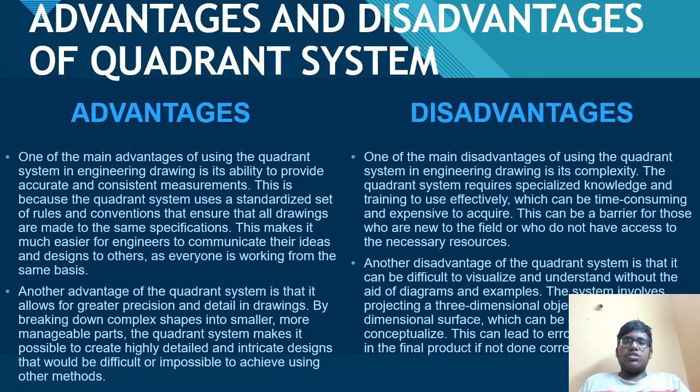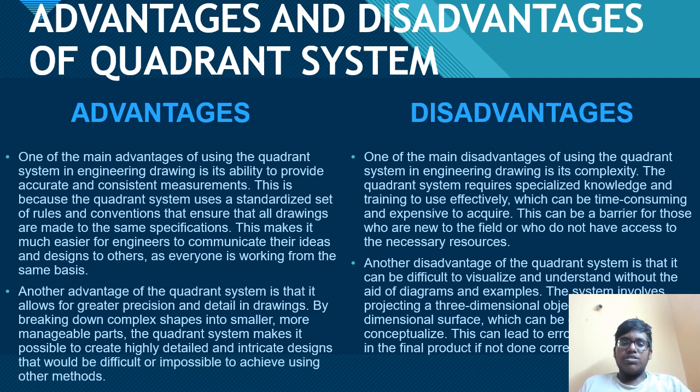Advantages and disadvantages of the coordinate system. One of the main advantages of using the coordinate system in engineering drawing is its ability to provide accurate and consistent measurements. It is because the coordinate system uses a standardized set of rules and conventions that ensure all drawings are made to the same specifications, which makes it much easier for engineers to communicate their ideas and designs to others, as everyone is working from the same basis.